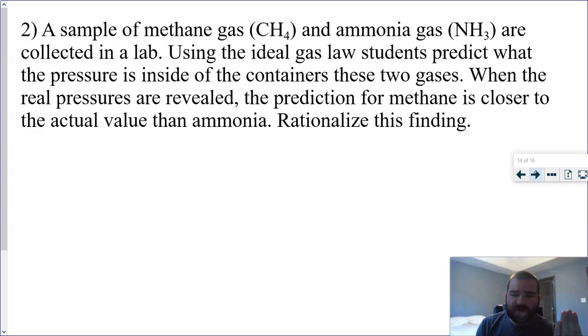We've got two gases, CH4 and NH3. We do the ideal gas law math for both, and then we compare it to the real value of pressure. What the students find out is that their prediction, or their calculation, for methane is better than their prediction for ammonia. Why? Okay, pause it, please. Try this, think about it. But why would that be better?